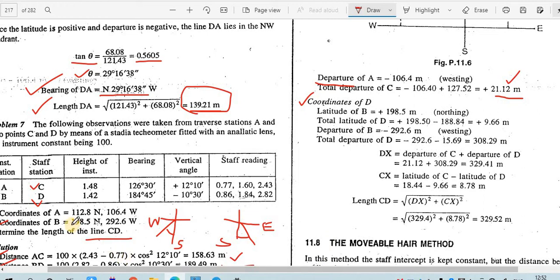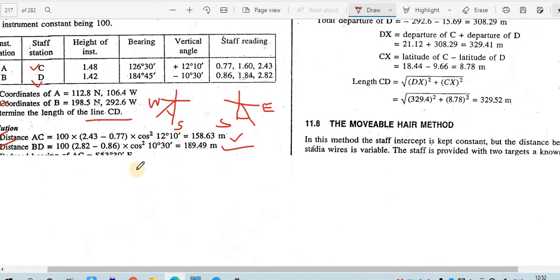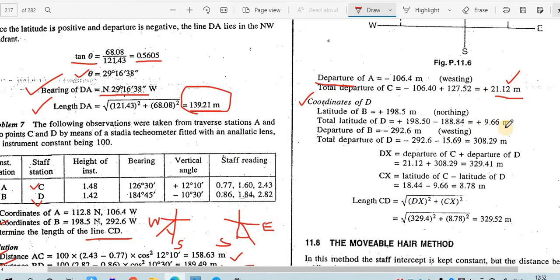Similarly, we will calculate the coordinates of D. The latitude of B has been given. The latitude of B is 198.5 north, positive. And this was coming out to be negative. So after using this, we have got plus 9.66 meter, the latitude of D. And similarly the departure of D will be: the departure of B is 292.6 negative, so minus 292.6 minus, and again this value is coming out to be minus 15.69. I think this will also be minus only, 308.92.